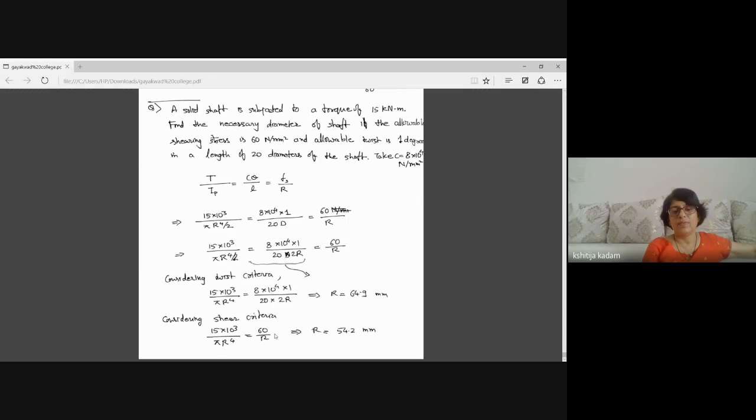I will equate them and I will calculate R is equal to 54.2. So in a single question, you can have two criteria: how much maximum shear it can take, or how much maximum twist it can have. So using both the criteria, I have calculated R and the lowest R I have to finalize.